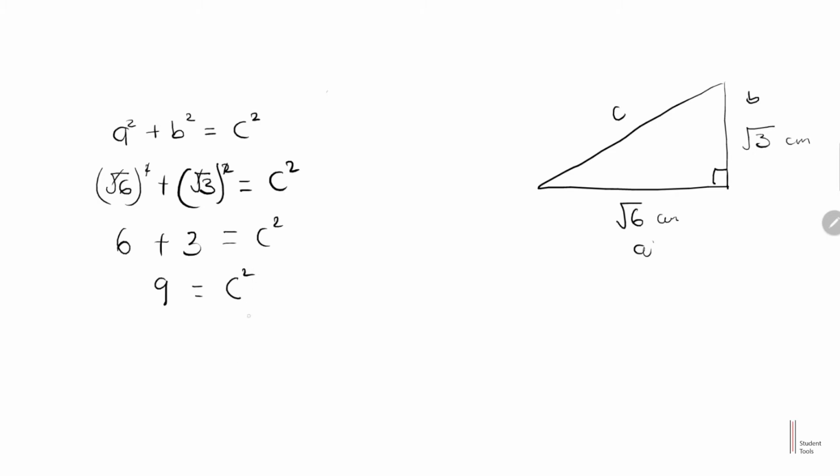So to get rid of the square, we will have to find the square root of this. And what we do on the right hand side, we also have to do it on the left hand side. So c will be equal to the square root of 9, which is equal to 3. So that means the hypotenuse is equal to 3. And that is just how we find the value of the hypotenuse.